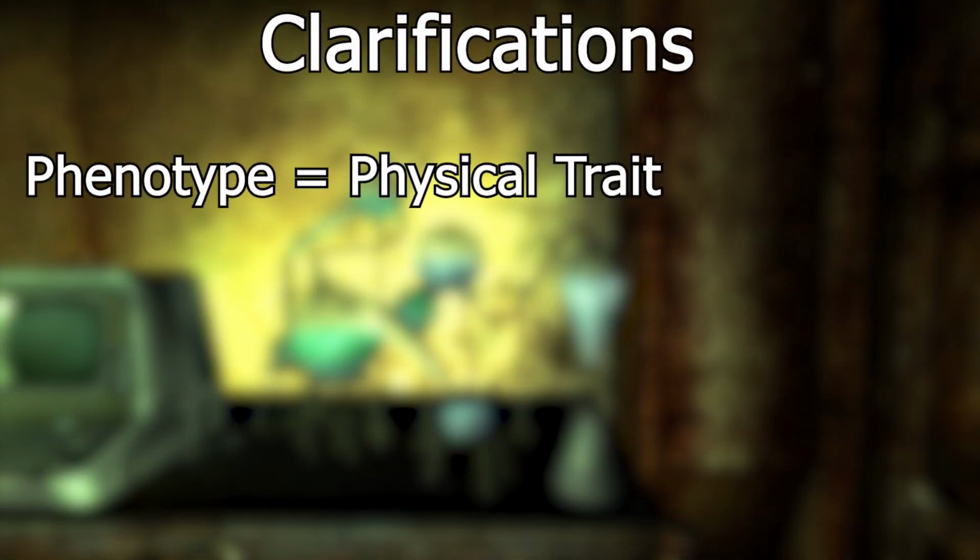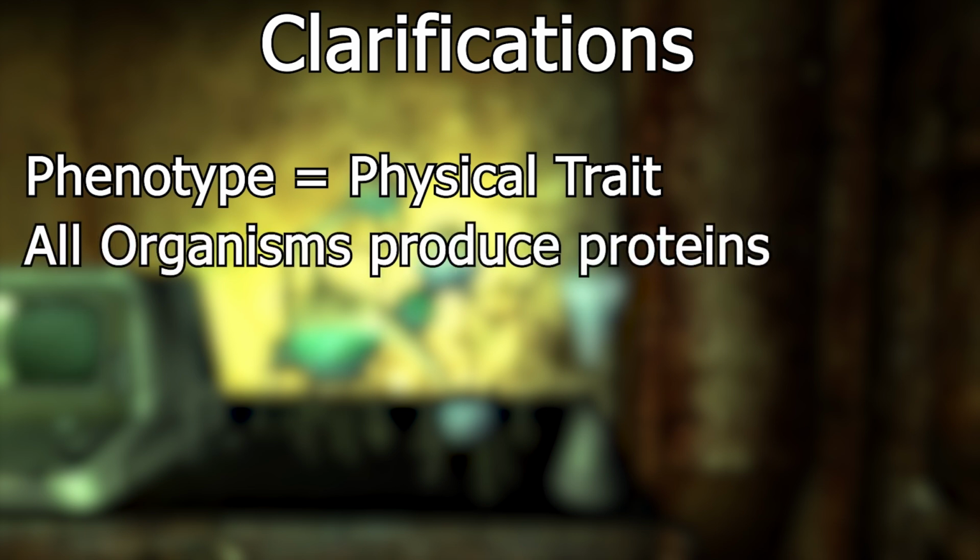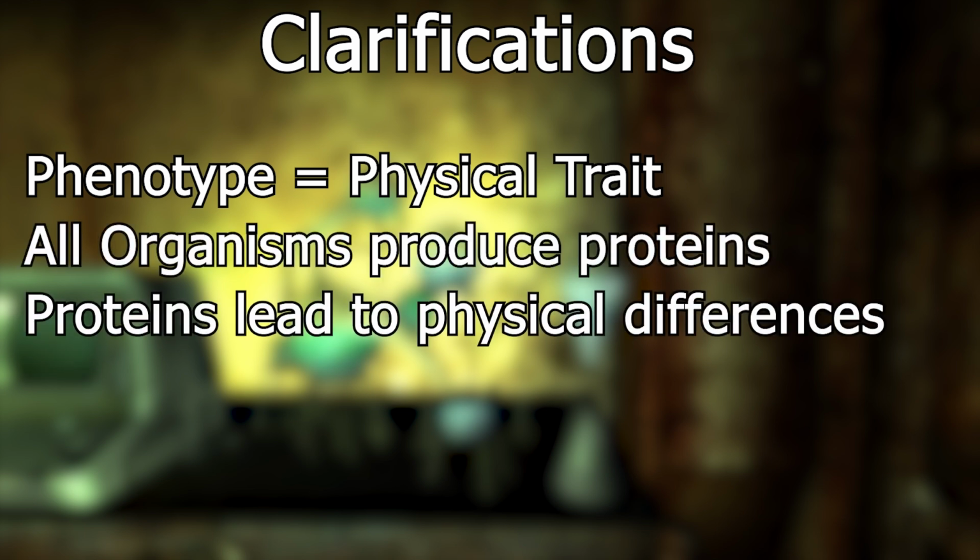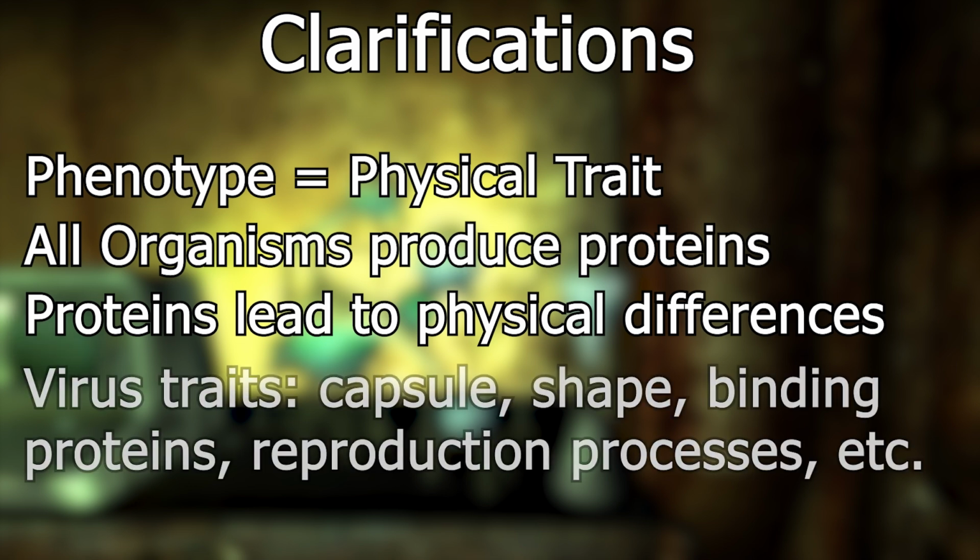If I haven't mentioned this before, I will mention it now. Phenotype means physical trait. It's a biology term used to describe the physical properties that an organism contains. In the case of a virus, it can mean their viral capsule, binding proteins, DNA and RNA polymerase proteins, anti-immune system proteins, integrase proteins. Essentially, proteins provide phenotypes. It's not that simple, but for the sake of this video, we'll keep it simple.